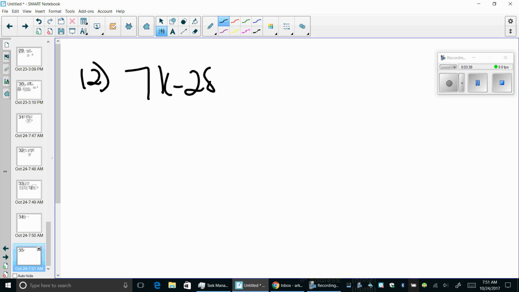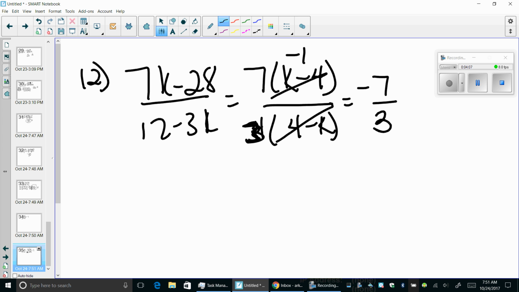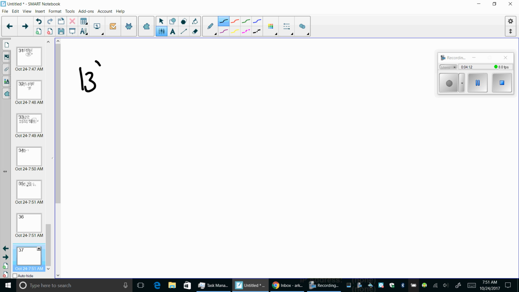7k minus 28 over 12 minus 3k. So I could take out a 7, and that'd leave me with k minus 4. On the bottom, I'll take out a 4, and that's going to leave me with, nope, I'm going to take out a 3. Can't take out a 4. Take out a 3, and I've got 4 minus k. These are exactly opposites of each other, so I can cancel them out if I replace it with a negative 1. So at the top, I'd have 7 times negative 1, which is negative 7 over 3. My answer is C.